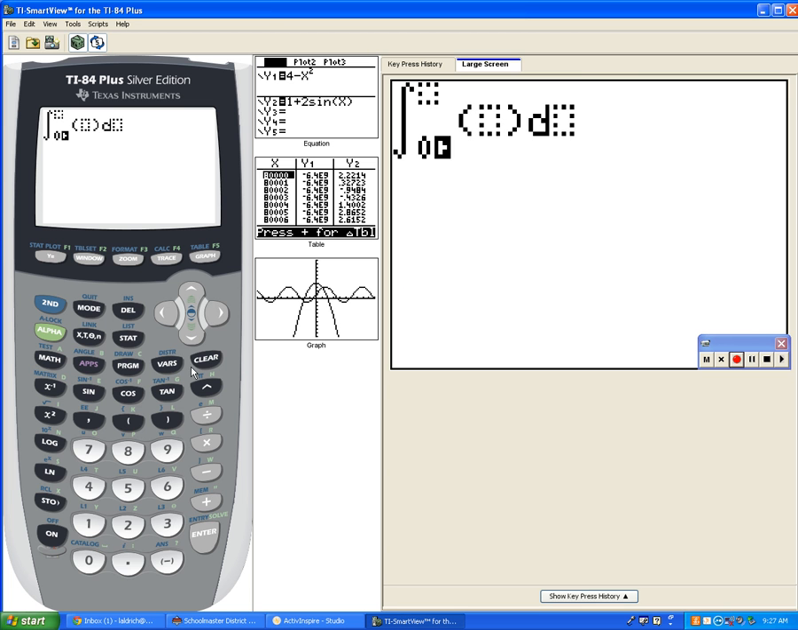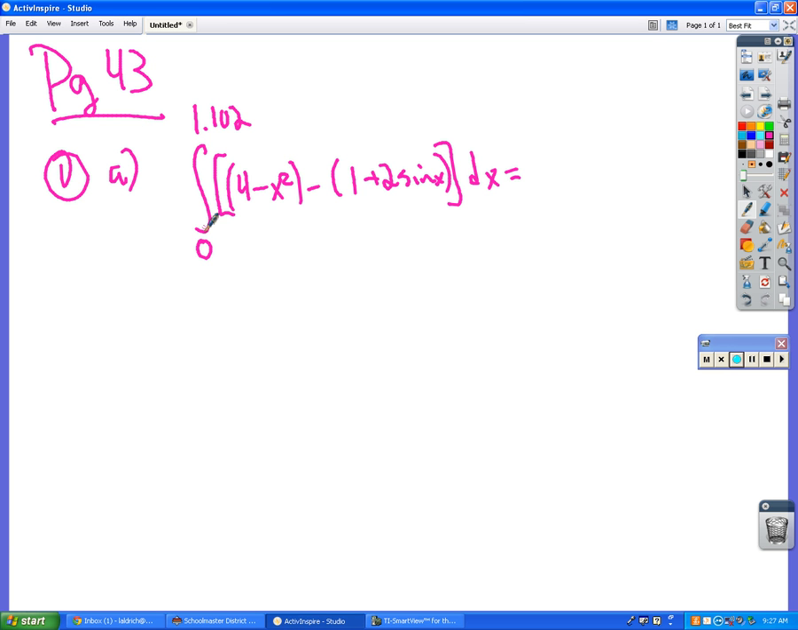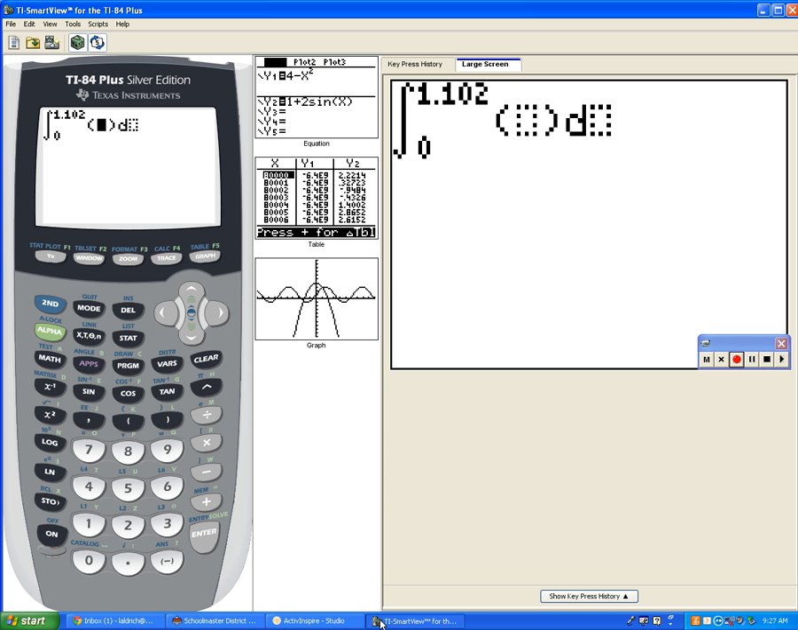So 0 to 1.102. Can you write that down? Well, I mean, this is what you write on your paper. Okay. Just write it in. And then we're going to just write down the answer. They just need to know that you set up the integral correctly. If you just write down the answer that we're about to get, 1.764, you're not going to get credit for that. What was it? 4 minus x squared.